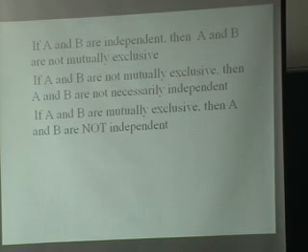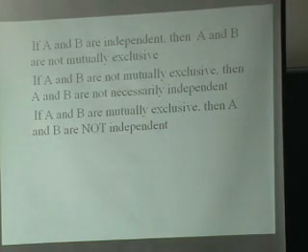So if A and B are independent, that means that equation will hold, and so they are not mutually exclusive. Okay, if they are not mutually exclusive, look at the third line. Basically that just means the intersection is not equal to the empty set. So that means that equation will not necessarily hold. So they are not necessarily independent. But the fifth line: if A and B are mutually exclusive, that means the intersection is equal to the empty set, right? So that means they are not independent.